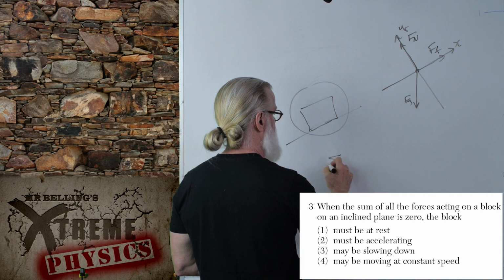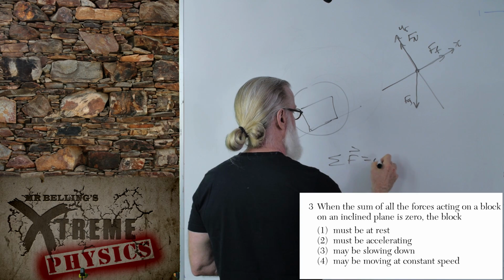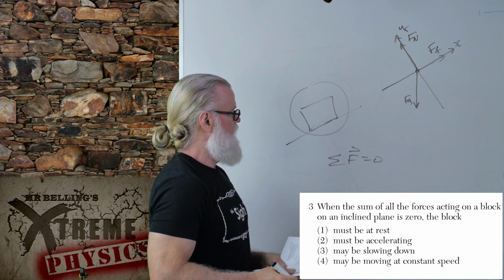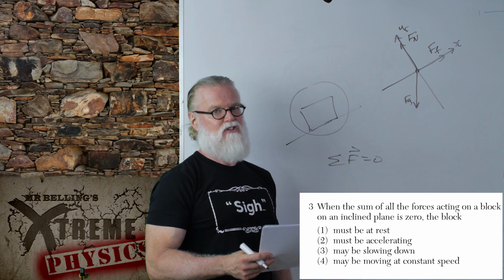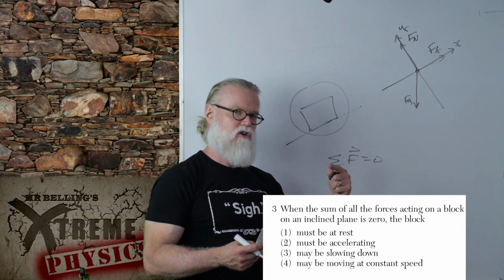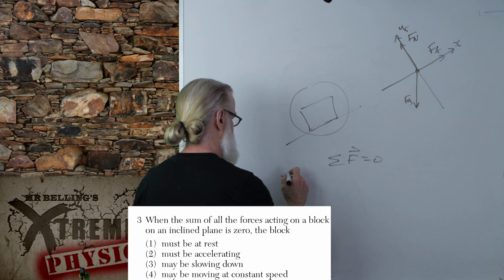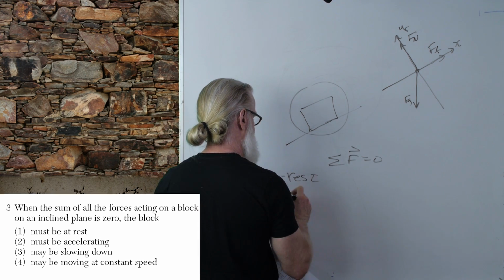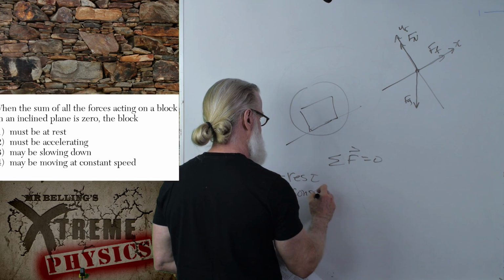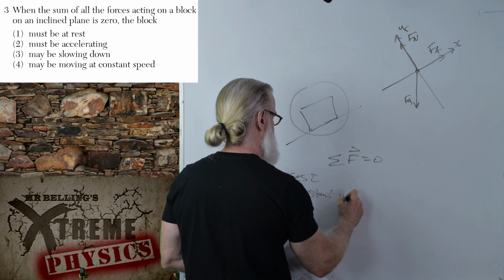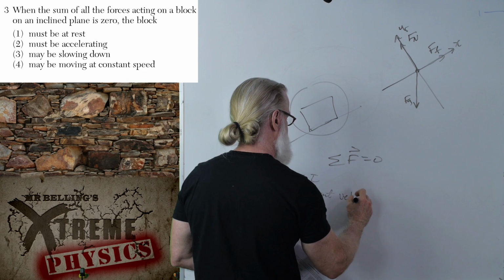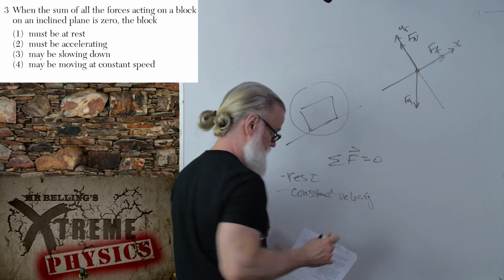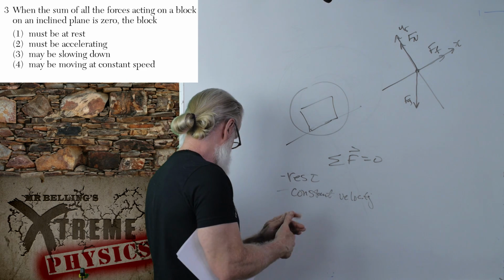And if the vector sum of the forces equals 0, this could be doing one of two things. It could be at rest, or it could be at constant velocity. Now, let's take a look at this, since we've got our inclined plane here.